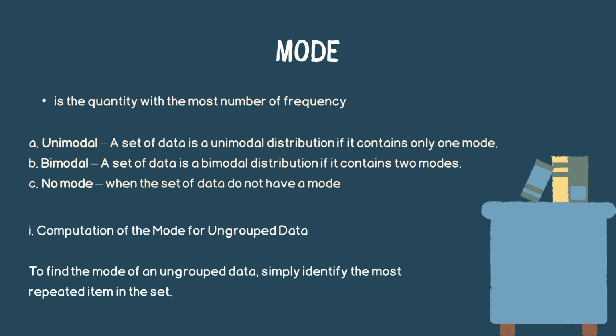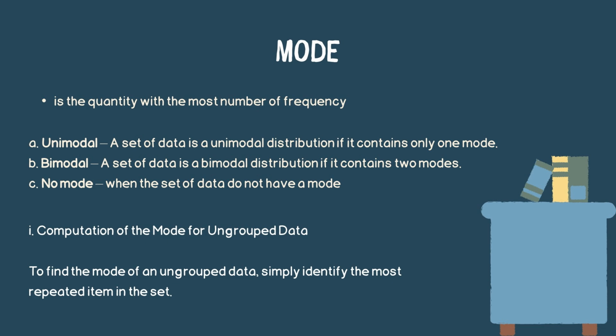So first, we have the unimodal. When we say unimodal, it means you only have one mode in the set of ungrouped data. Next is the bimodal. From the word itself, bi, meaning we have two modes in the ungrouped data. And lastly, the non-mode, which means that the set of data does not have a mode.